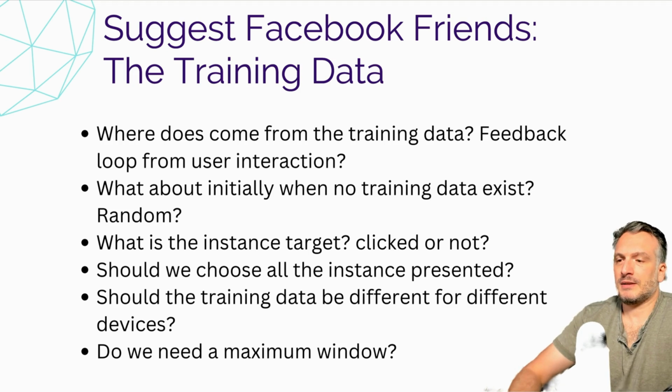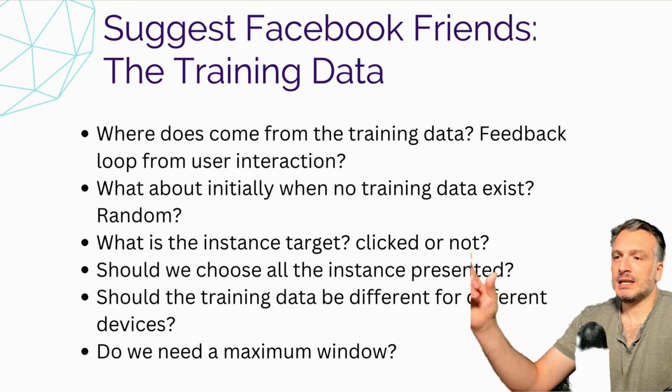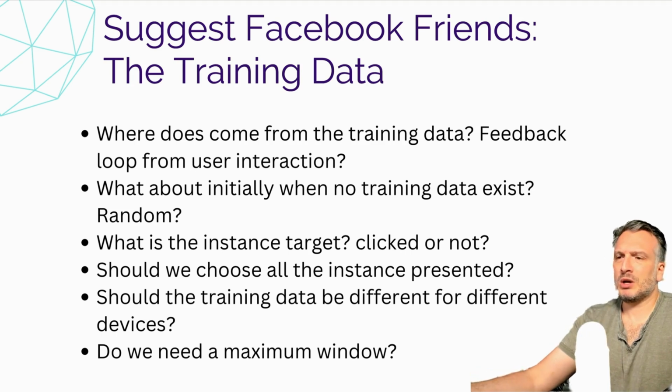So should I differentiate the way I aggregate the training data based on the different device that the user is using? Based on that, do we need a maximum window of instances that we select based on what has been shown to the user? Are the profiles shown at the top of the list similar to the profiles that are shown at the bottom of the list? Should we consider them the same for the training data? So we need to think about that when we aggregate the training data.